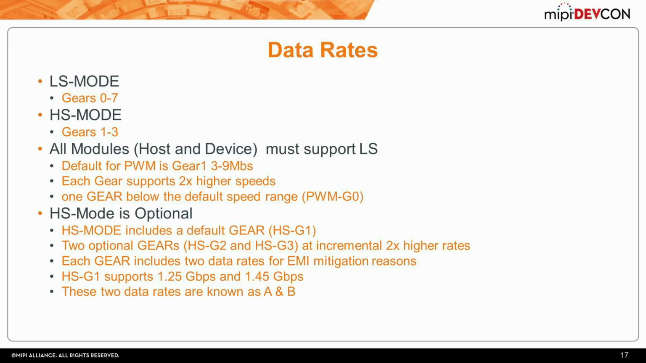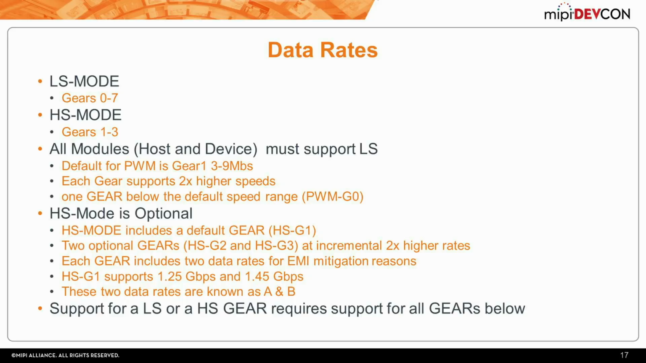So they're a little bit off from the 1.25, 2.5, and 5 gigabit per second rates that you might find in radios. And for regional reasons, different countries use different radio frequencies, so they have different EMI rate series for each high-speed gear. So high-speed gear 1 is either 1.25 gigabit per second or 1.45 gigabit per second, depending on whether it's rate A or rate B. And support for a low-speed or a high-speed gear requires all the gears below it. So if you support high-speed gear 3, you must support high-speed gear 2 and 1 also.